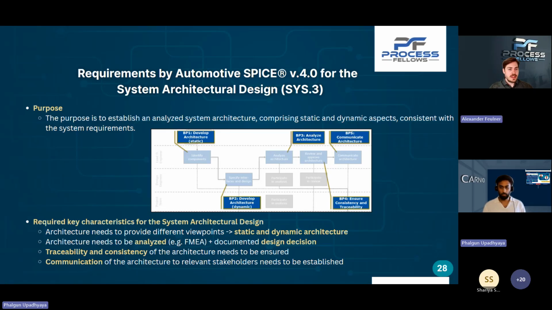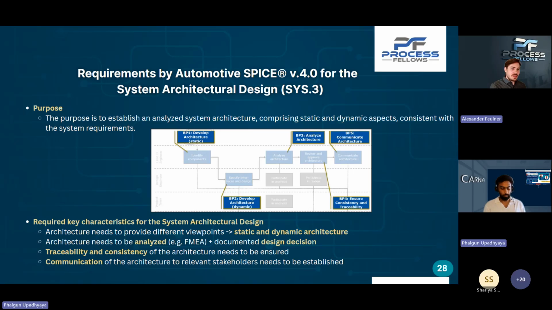I just want to briefly explain what is expected by Automotive SPICE. The purpose itself tells us that we would like to have an analyzed system architecture having static and dynamic aspects. And it should be, of course, consistent with the system requirements. So we need the system requirements as an input to generate our system architecture. In the overview picture, you see we have 5 base practices covered in Automotive SPICE 4.0.